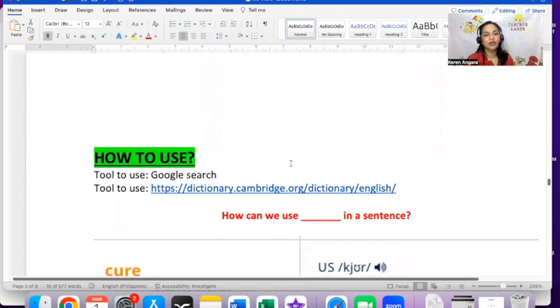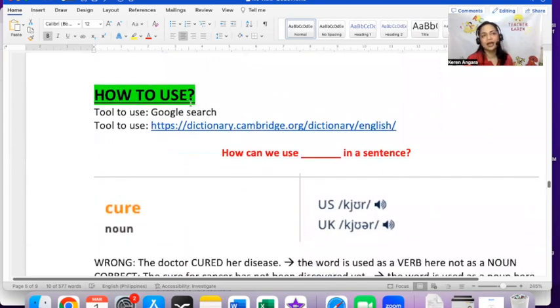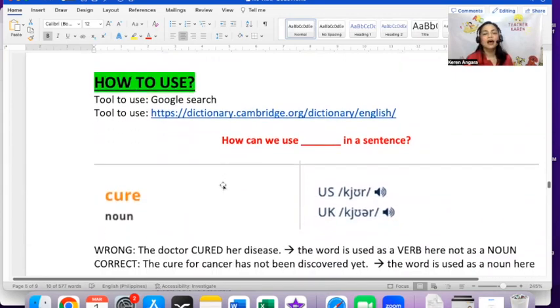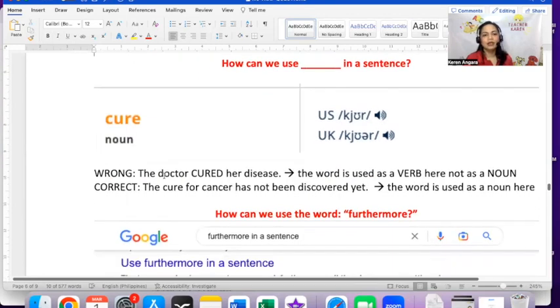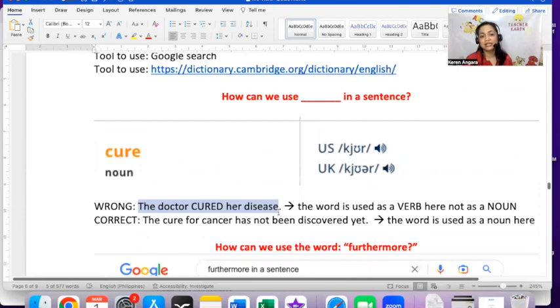Another type of trap question is the question how to use, like how to use a certain word in a sentence. Based on the emails that you've sent me, one of you asked me, why were you given a markdown by the admin? The question was, how can I use the word cure in a sentence? And the sentence that she made was, the doctor cured her disease and the admin failed her. This is actually wrong because the word cure here is used as a verb, not as a noun.